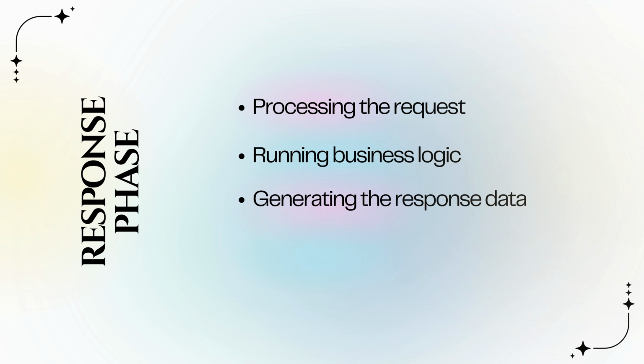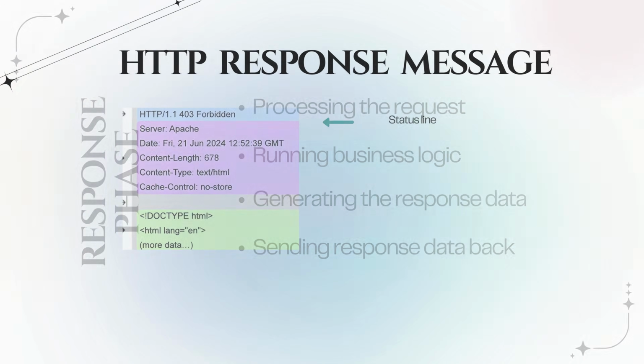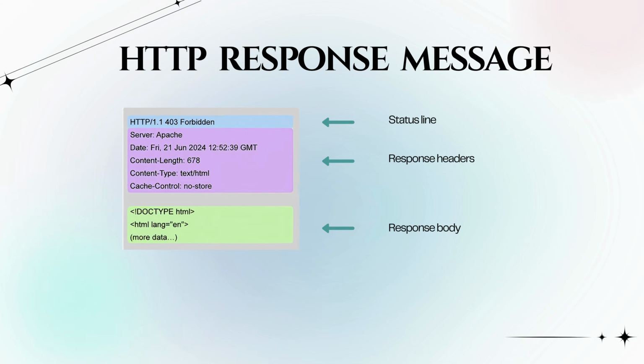Once the web server receives the HTTP request, it begins the response phase, processing the request, running business logic, generating the response data, and sending it back. The server's response is also wrapped in an HTTP response message, which includes the status line, HTTP version, status code, and status phrase. Response headers, for example, content type, cache control. Response body, which contains the actual data: HTML, CSS, JSON, downloads, etc.